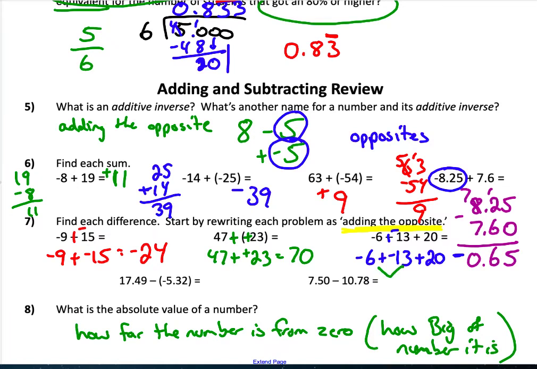Negative 6 plus negative 13 is negative 19. Negative 19 plus 20, those have different signs. We're going to subtract and take the sign of the bigger number, which was positive, so I'm going to get an answer of 1.